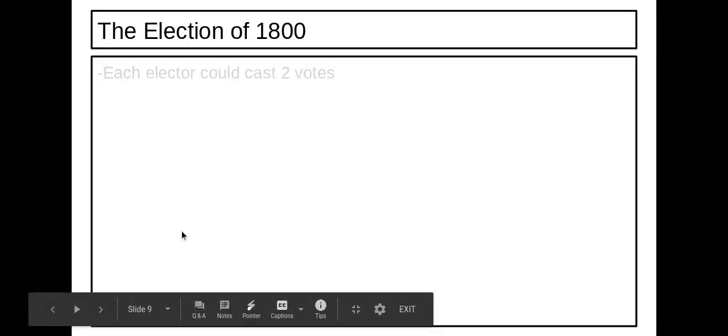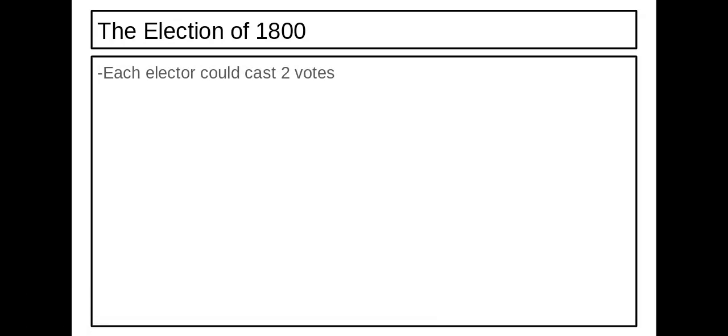Now, the election of 1800. These notes I would like you to take down as we go along. In 1800, each elector would get to cast 2 votes. The electors for each state, as a quick reminder, are determined by the number of representatives your state gets in Congress. So if your state has 13 members in the House of Representatives plus 2 senators, you would get 15 electoral votes. Now in 1800, each of those electors would actually get 2 votes, for a total of 30 potential votes in that state.